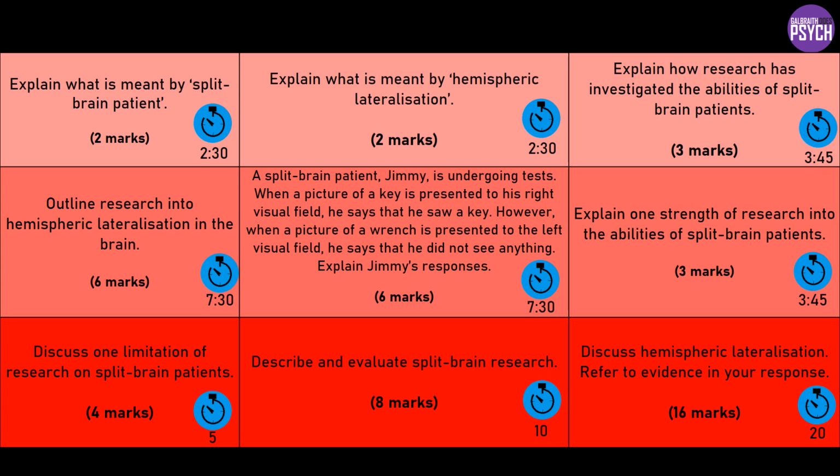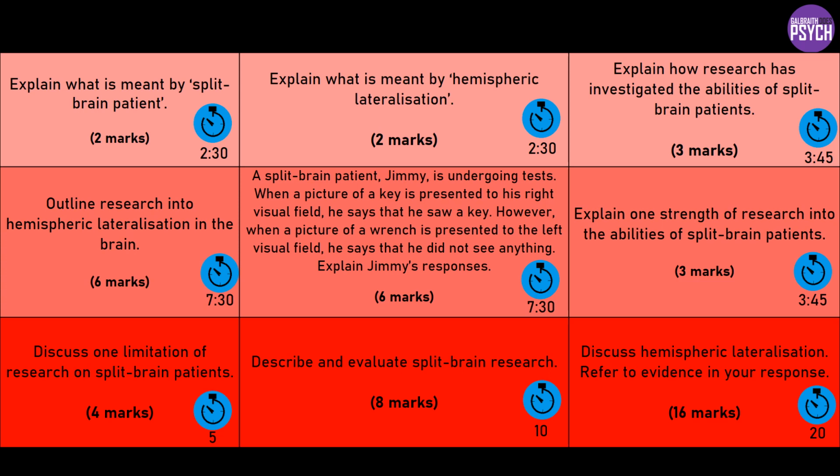Okay, explain the term hemispheric lateralisation. So, straightforward, for 1 mark, this is the idea that the two halves or the two hemispheres of the brain have different functions or are specialised for different things. And I would say, just to be safe, give an example. So the left, for example, is specialised for language.